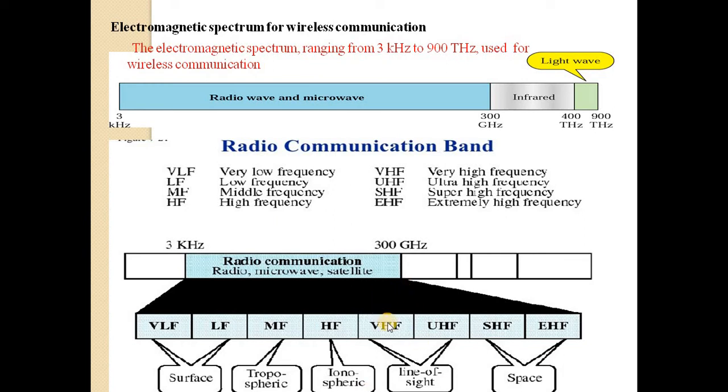VHF means very high frequency, and it ranges from 30 megahertz to 300 megahertz. Next is ultra high frequency, which ranges from 300 megahertz to 3 gigahertz. And next is SHF, that is super high frequency, which ranges from 3 gigahertz to 30 gigahertz. And last is extremely high frequency, which ranges from 30 gigahertz to 300 gigahertz. This is the radio communication band used for radio communication, microwave and satellite communication.